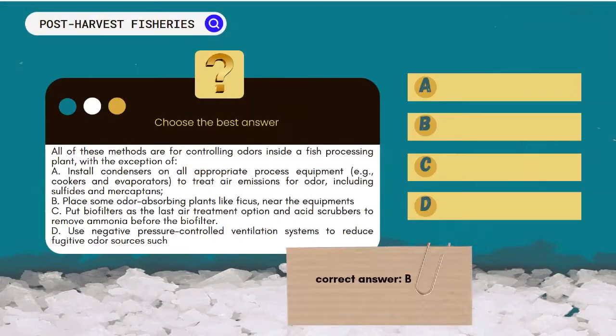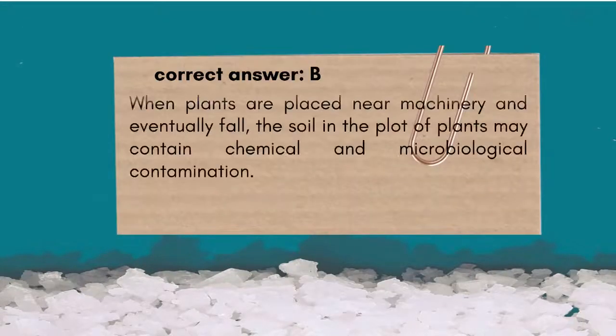Correct answer is B. When plants are placed near machinery and eventually fall, the soil in the plot of plants may contain chemical and microbiological contamination.